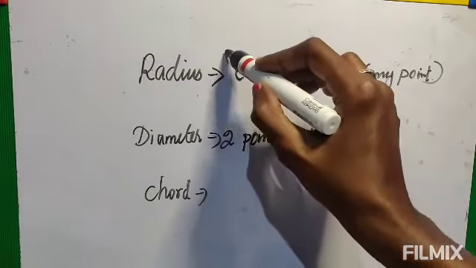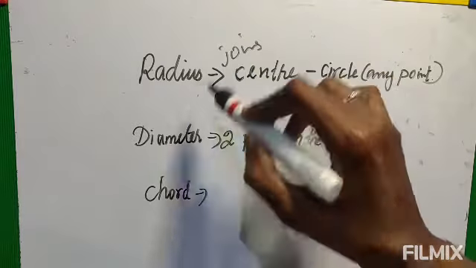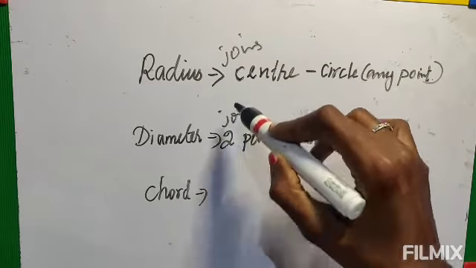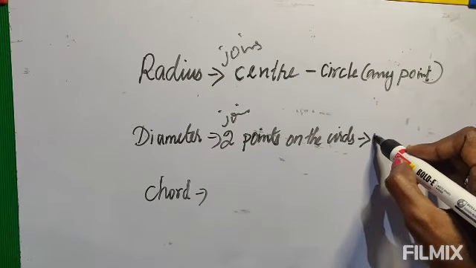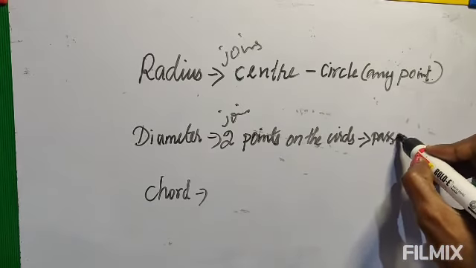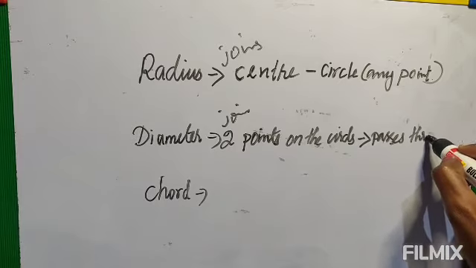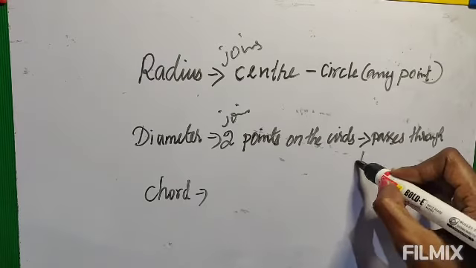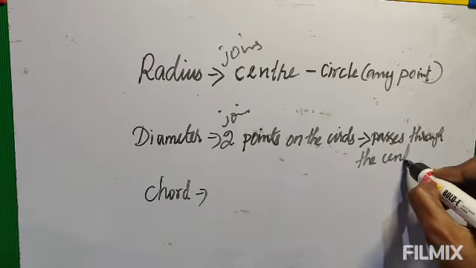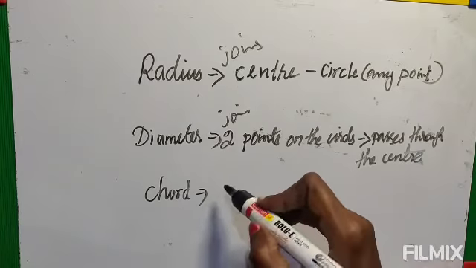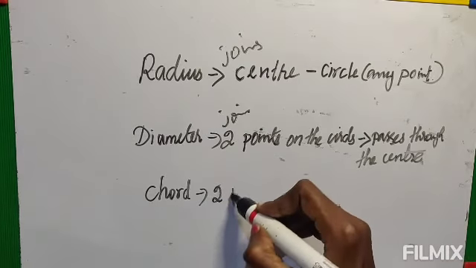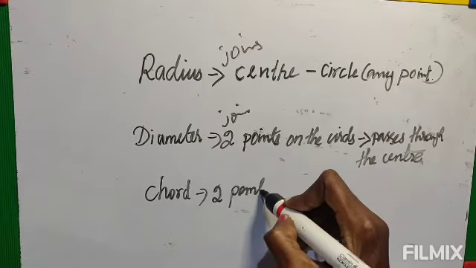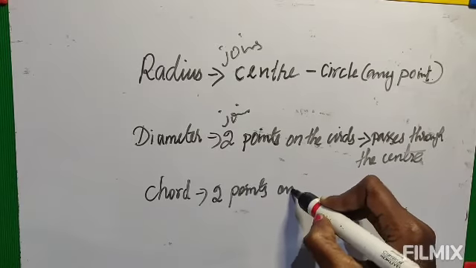Diameter joins two points on the circle, but one condition is there: it passes through the center. Now chord joins any two points on the circle.